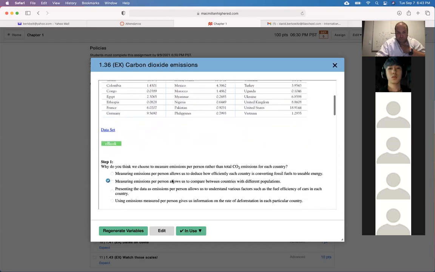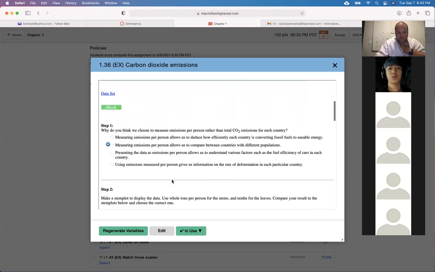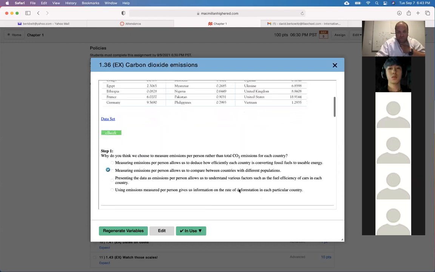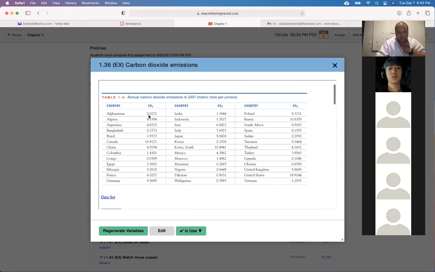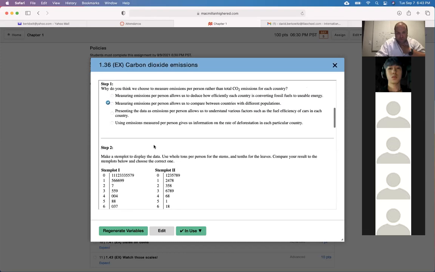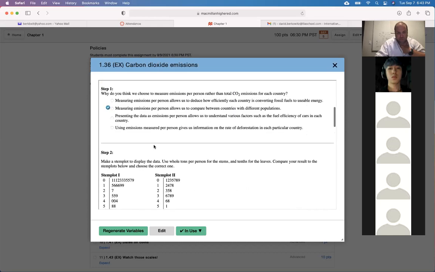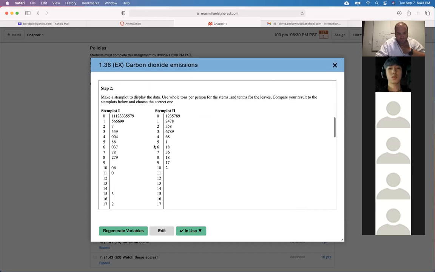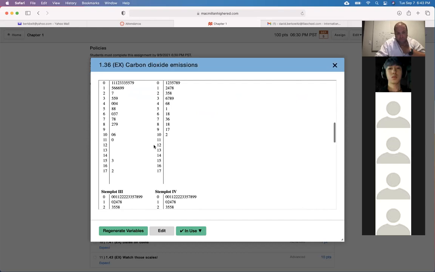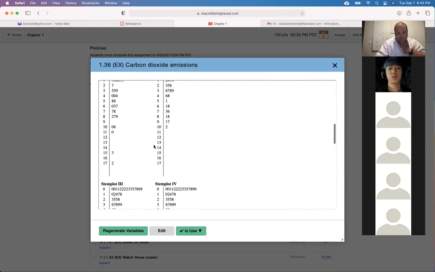Yeah, that part was fine. Okay, so next, step 2: make a stem plot of the data, using whole tons per person for the stems and tenths for the leaves. So for example, the first one will be 0.0, whole and tenths, then 4.1, 4.7, and so on, correct? Yes. Okay, so we have all these different stem plots. The first one should be 0.0. So the first two look wrong. 3 and 4 might be correct because they both have 0.0.